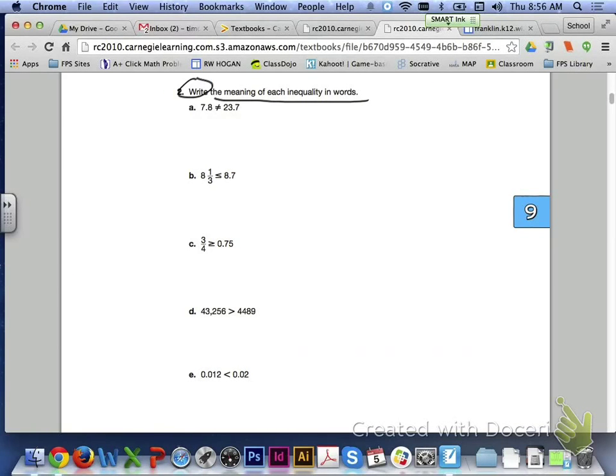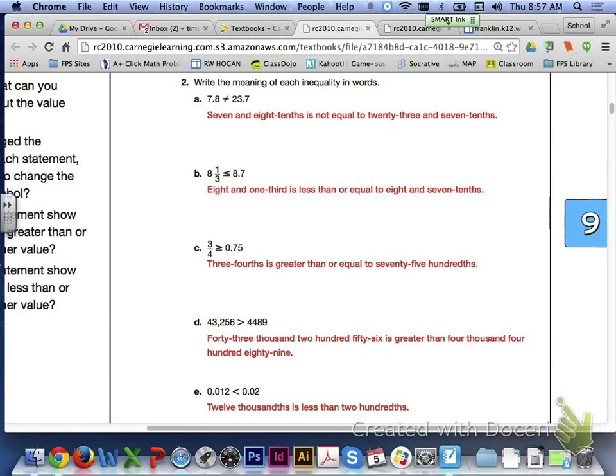If we take a look at number 2 at the top of page 607, now we want to write the meaning of each inequality in words. So go ahead and do letters A through E for number 2. Here is what your answers should look like for A through E.